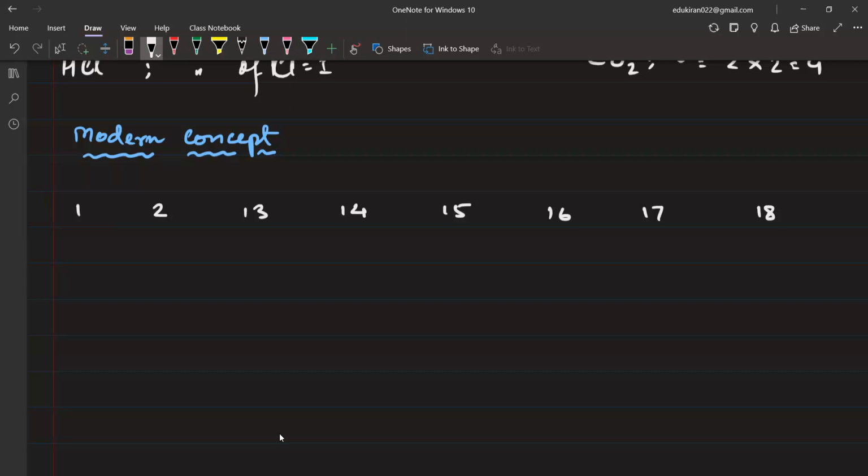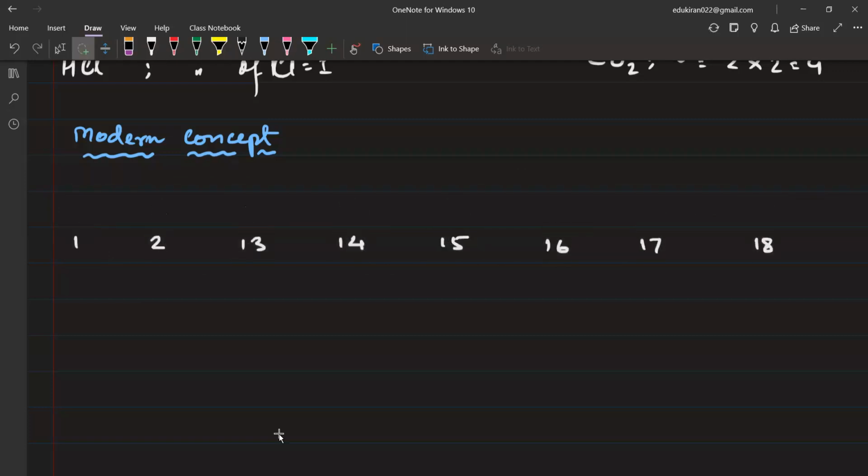Now, if you look at some IUPAC periodic tables, you may see, rather than 1 and 2, they will write 1A and 2A. For 13, they will write 3A. For 14, they will write 4A, then 5A, 6A, 7A, and for the last one they will write 0. So this is the 0 group, and this is basically the 18th group.